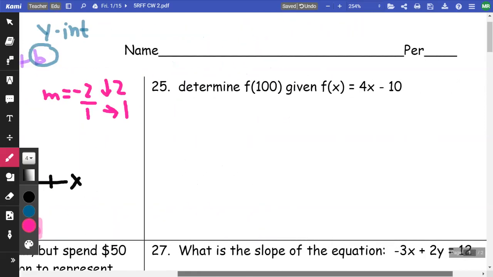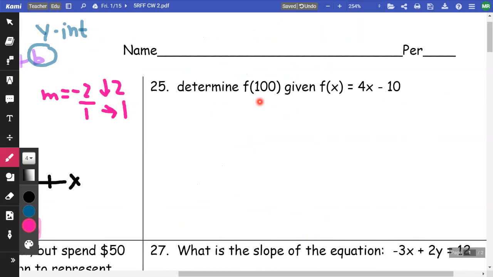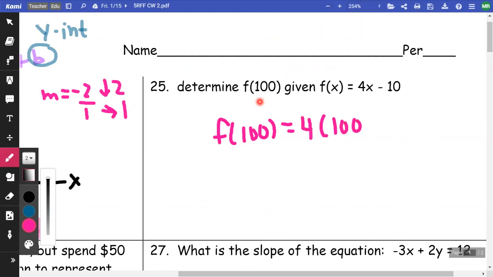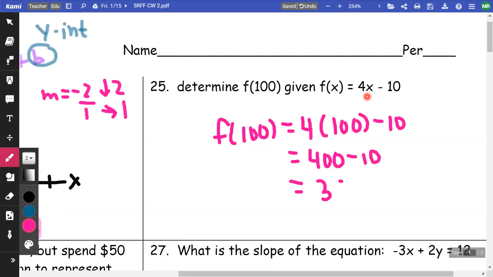Okay, on number 25, we want to determine f of 100, given f of x is equal to 4x minus 10. So to figure out f of 100, I am going to be putting in 100 in place of my x. Okay, it goes right here in place of my x. So 4 times 100 minus 10, I end up with 400 minus 10, which is 390. That's what f of 100 is.